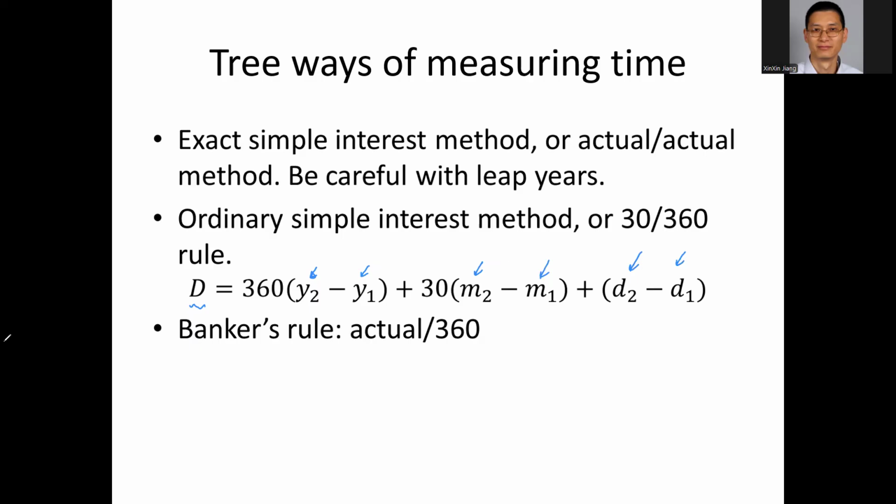And then we have the banker's rule. Banker's rule is actual divided by, not actual, but 360. The banker's rule always favors the bank because you're dividing by 360, not the actual number of days of the year. Normally you borrow money from the bank, so the number of years is slightly bigger than actual over actual.